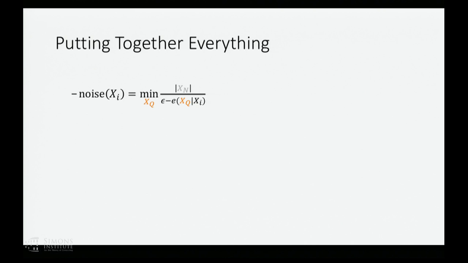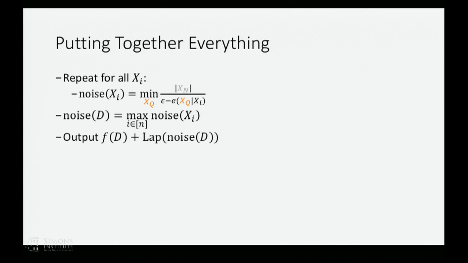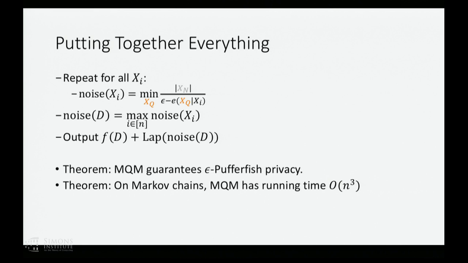So to protect the privacy for any node in our Markov chain, we are going to repeat this process for all of them and take the maximum, which is enough to guarantee privacy for any of them. We add Laplace noise proportional to this maximum value. So we can prove that this algorithm guarantees epsilon pufferfish privacy, and in terms of efficiency, a naive implementation on a Markov chain will have complexity n to the cube, where n is the length of the chain.